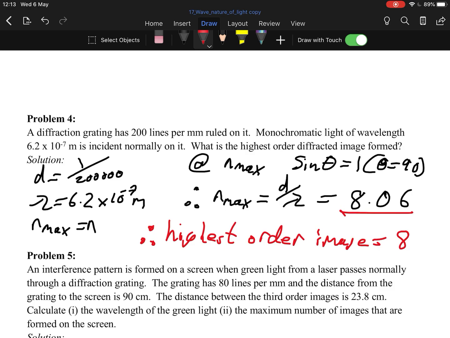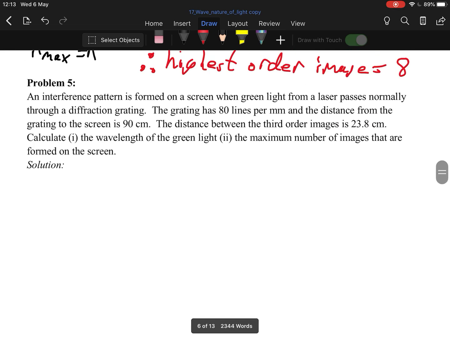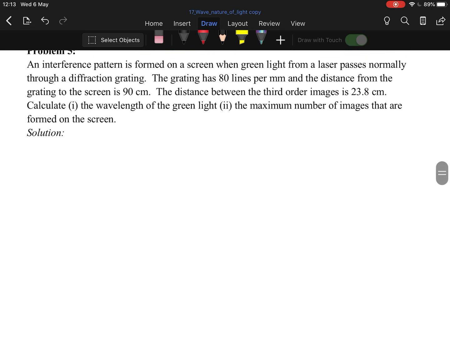The ninth image does not form. Okay? Does that make sense? So you round down. Okay? A lot of people get caught with that. You'll see that now in the next question we do. So this is going to be a bit long, so I might have to roll this up to get the space.